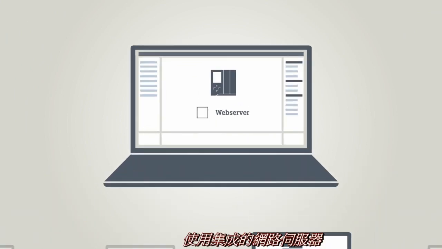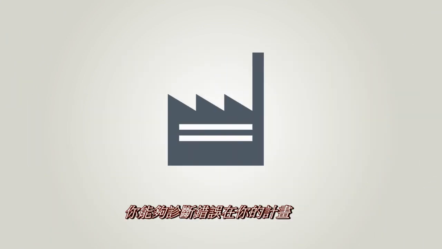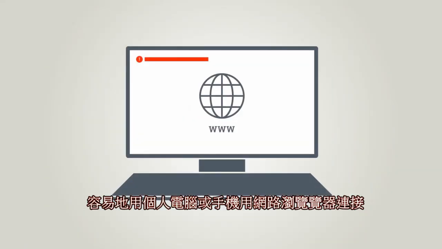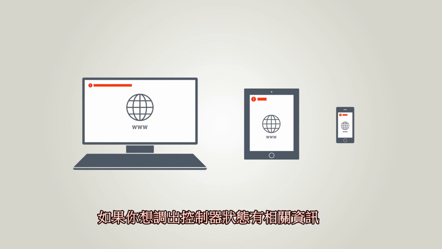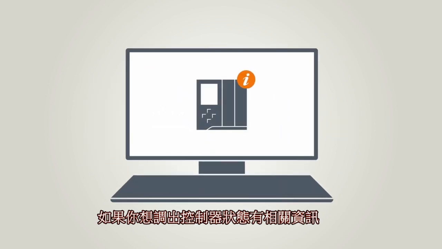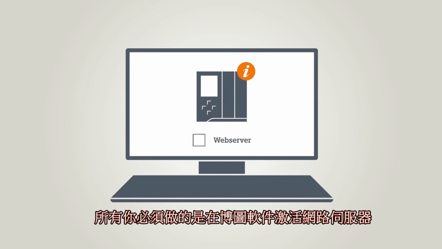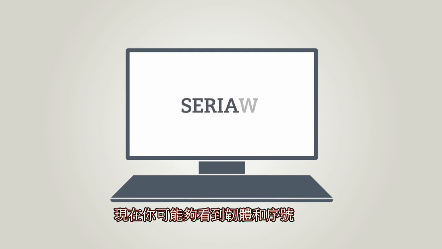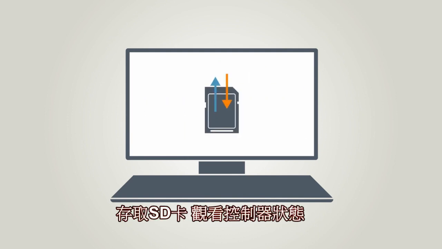Using the integrated web server, you can diagnose the faults in your plant easily via a web browser on your PC or mobile device. How about if, for example, you wanted to call up the status of a controller? All you need to do is activate the web server in the TIA portal. Now you can see the firmware and the serial numbers. Access the SD card.